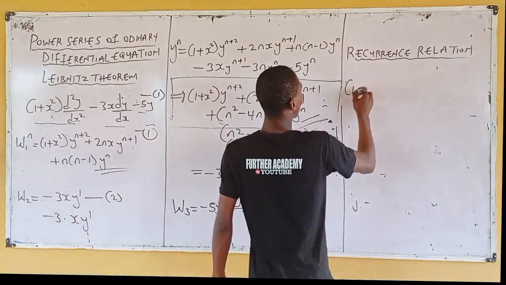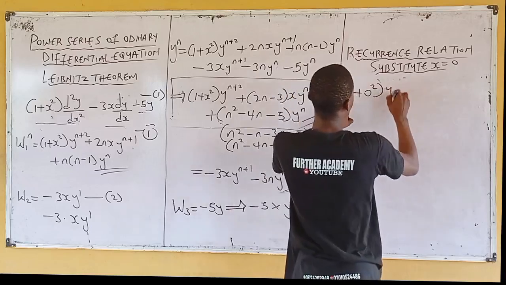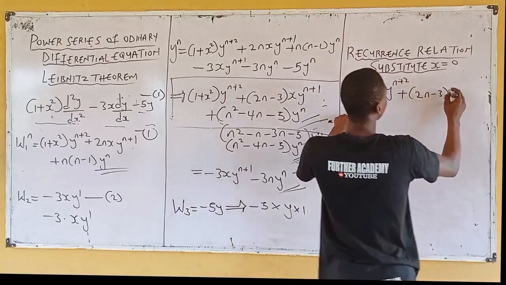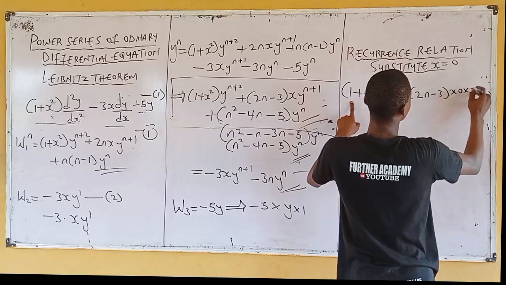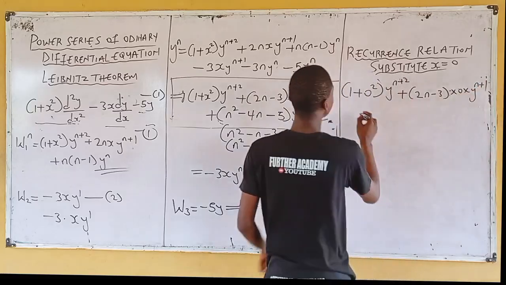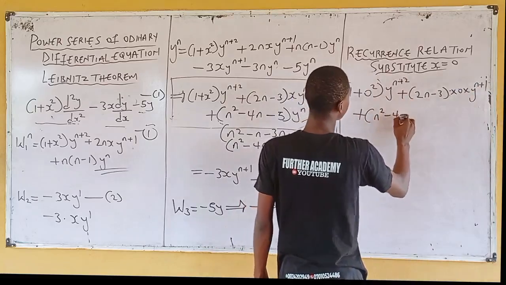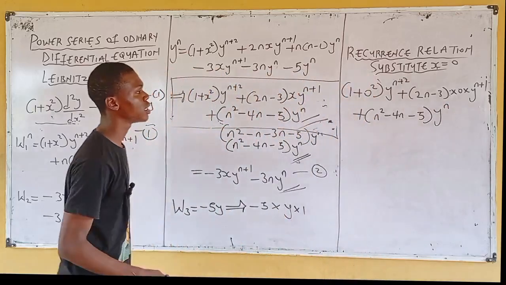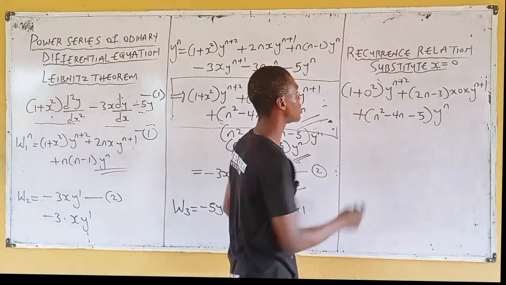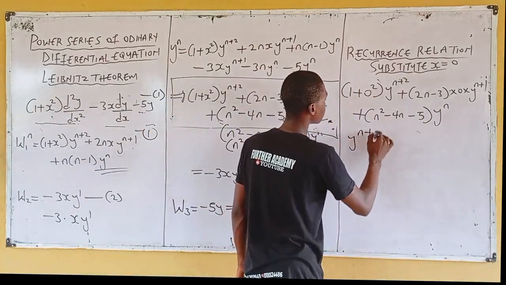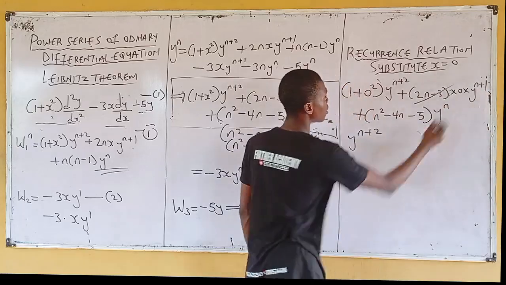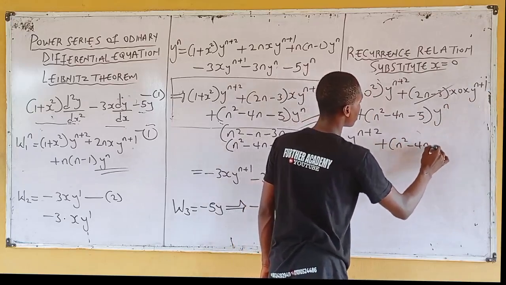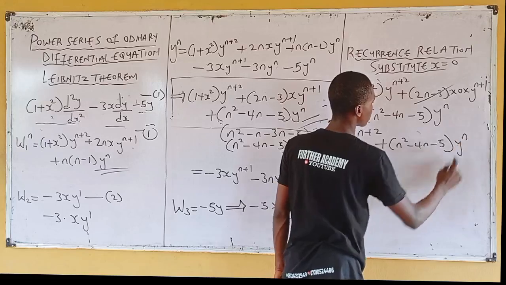So I'm having (1 + x²) multiplying y raised to the power of n+2, plus (2n − 3)x multiplying y raised to the power of n+1, plus (n² − 4n − 5) multiplying y raised to the power of n. Now let's evaluate this. Let's simplify this. Simplifying, this becomes y raised to the power of n+2, and of course this cancels out. x multiplying all this term, I have 0, plus (n² − 4n − 5) multiplying y raised to the power of n.